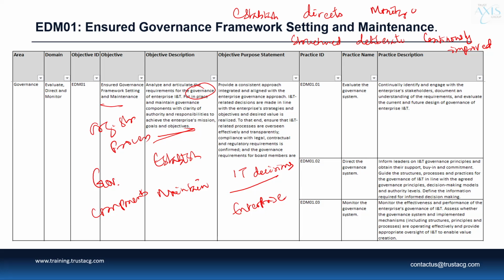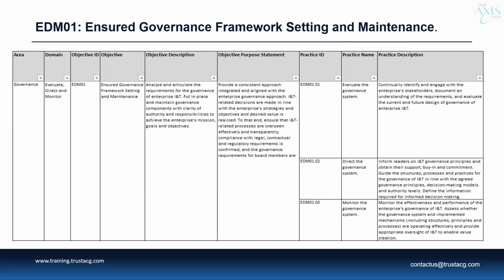Now, this particular objective basically includes three key practices, right? The first one is evaluating the governance system, the second one is directing the governance system, and the third one is monitoring the governance system, right? So, let's explore each of these practices in detail, and identify some of the activities that you should be doing in order to achieve or implement this particular practice that is defined within this governance objective, right?